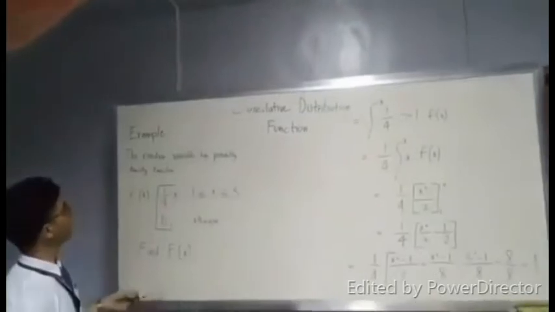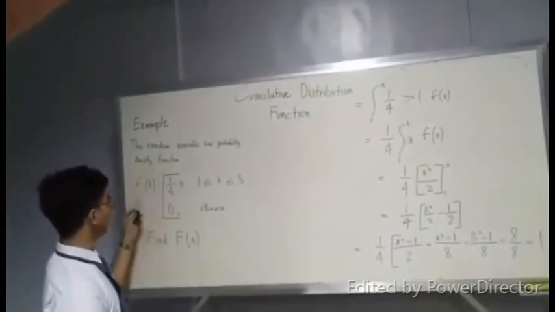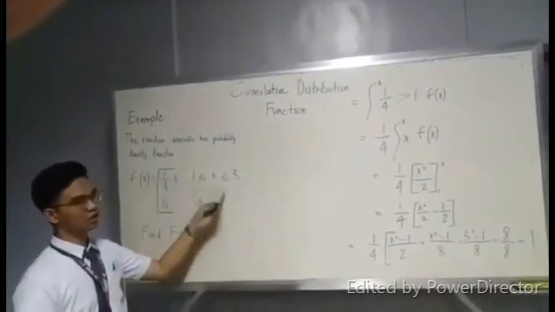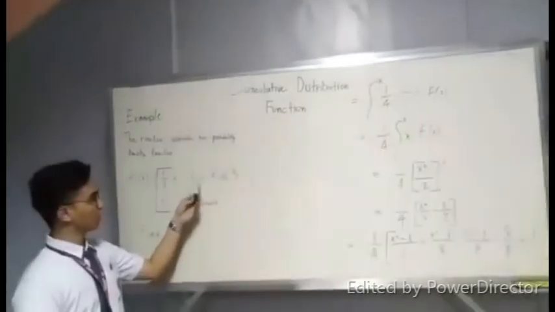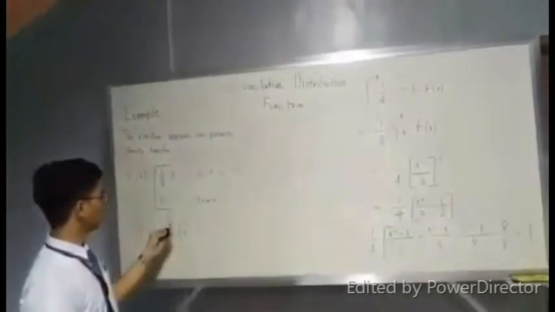We have here an example. A random variable has probability density function f of x equal to 1 for x less than or equal to 3 and x greater than or equal to 1, and 0 otherwise.